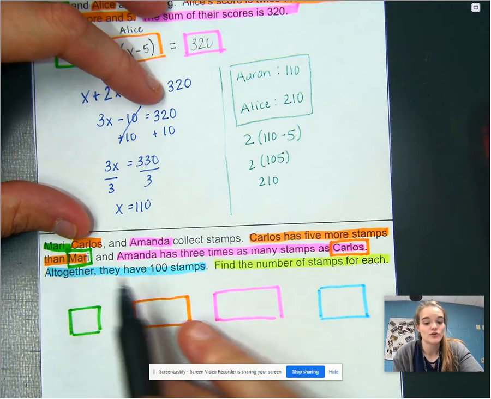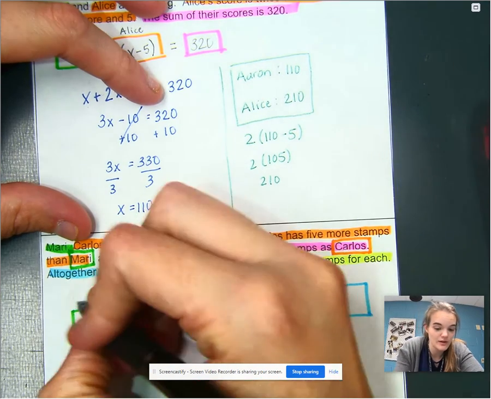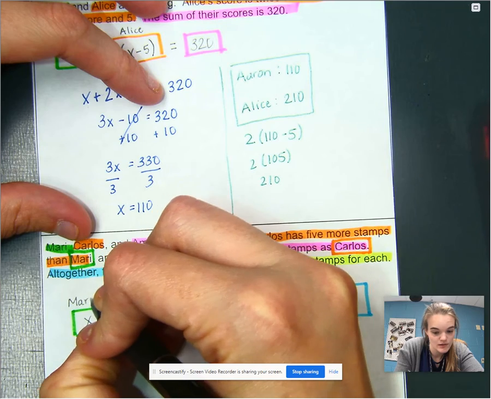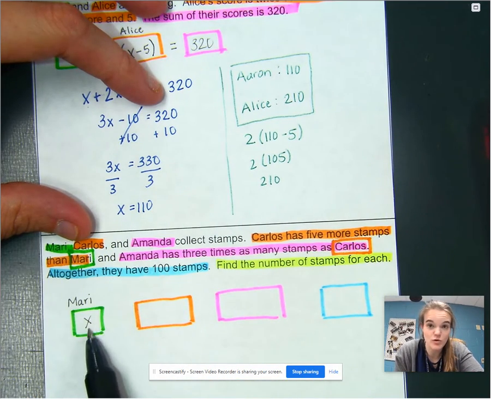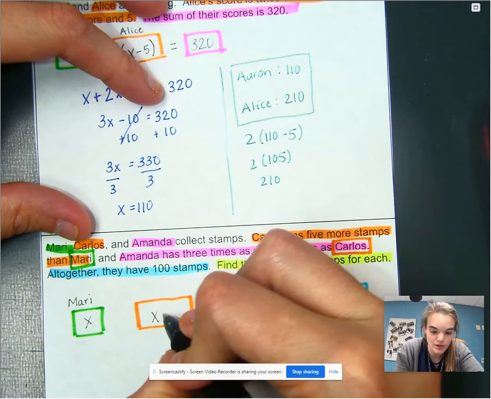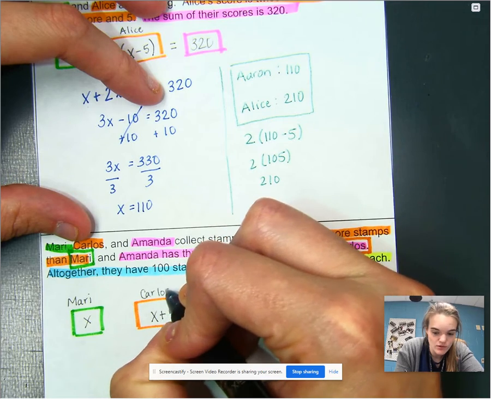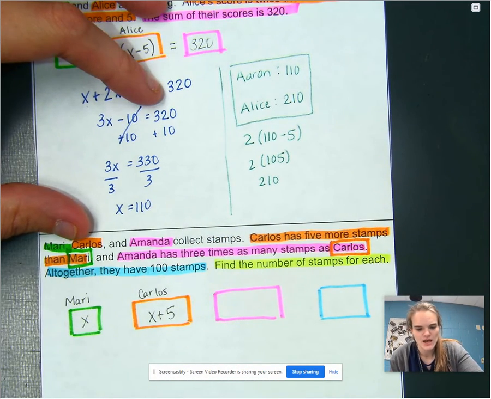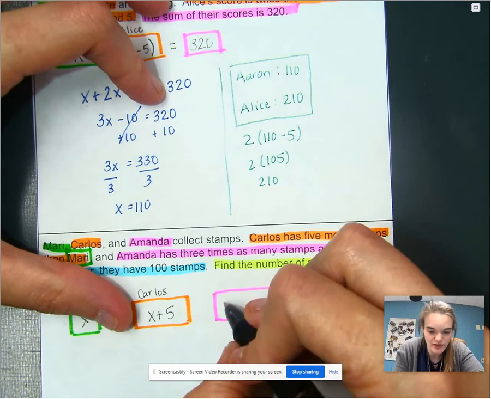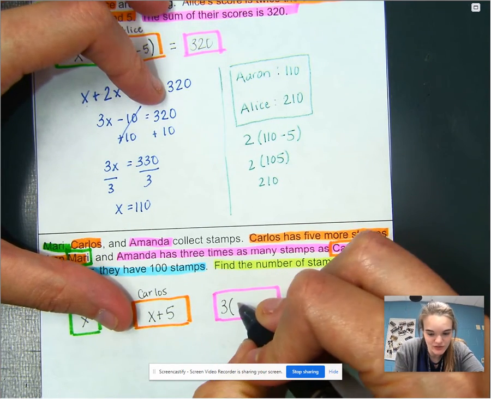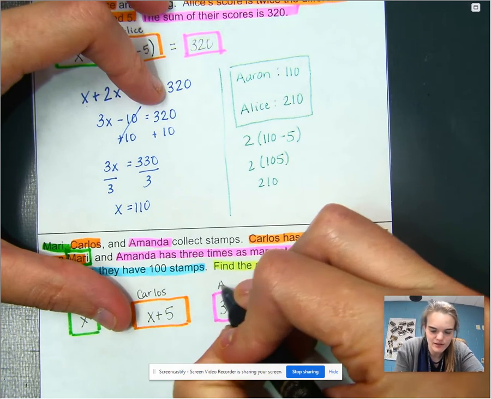We have no idea how many stamps Mary has, so we're going to say that's X, and this is Mary. Carlos has 5 more than Mary. He has 5 more than X, so X plus 5. Carlos. Amanda has 3 times as many stamps as Carlos. Well, if Carlos has X plus 5, that means Amanda has 3 times, multiply, as many as that. Amanda.